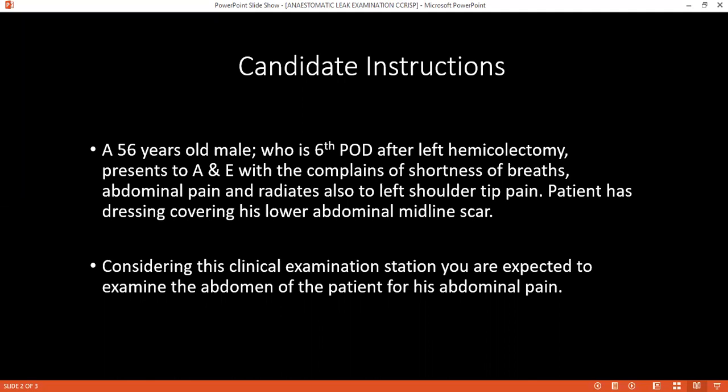Okay, first I will enter the room and wash my hands. Then I will introduce myself to the patient. Hello, I'm Dr. Shrudeep, one of the examiners here. Could I please take your name and age? I'm Smith, 56 years old. Okay, nice to meet you, Mr. Smith.